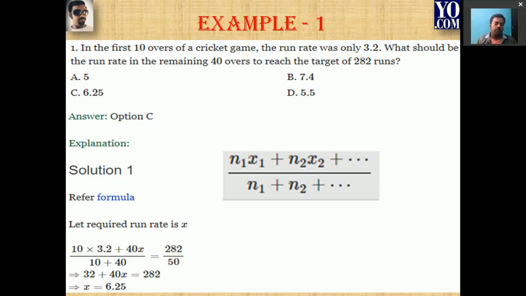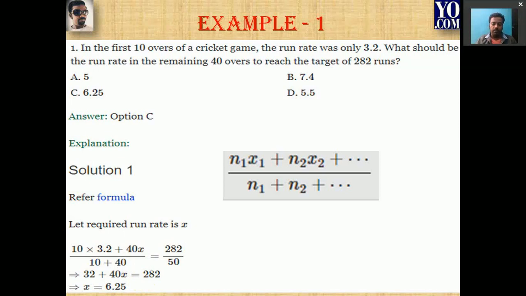So 10 into 3.2, that is the average, with weight n1, that is 10. Then we are going to calculate x2, that is the run rate at the 40 overs. We are applying the formula here. Then simplify the formula, and you will get the equation 32 plus 40x equals 282. From that we can find the x value, that is equal to 6.25. This is the first example.